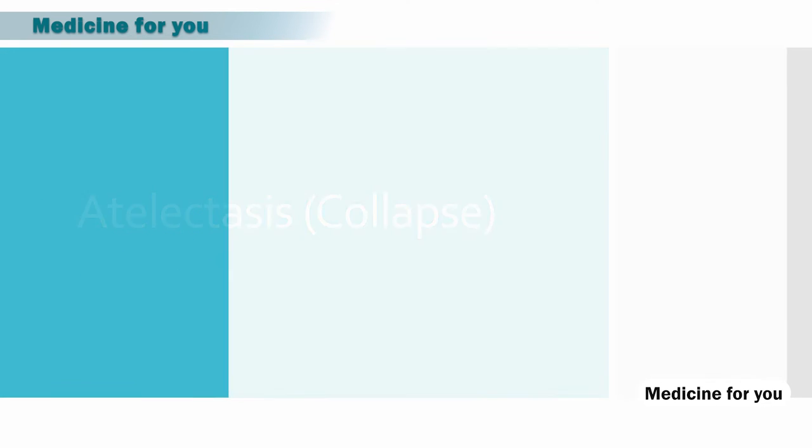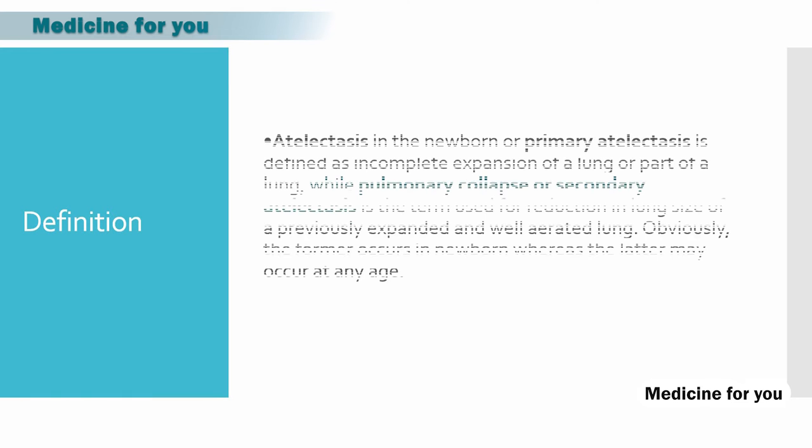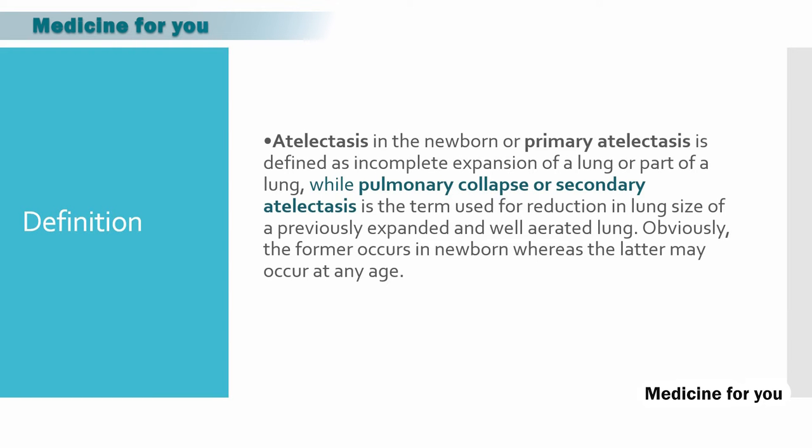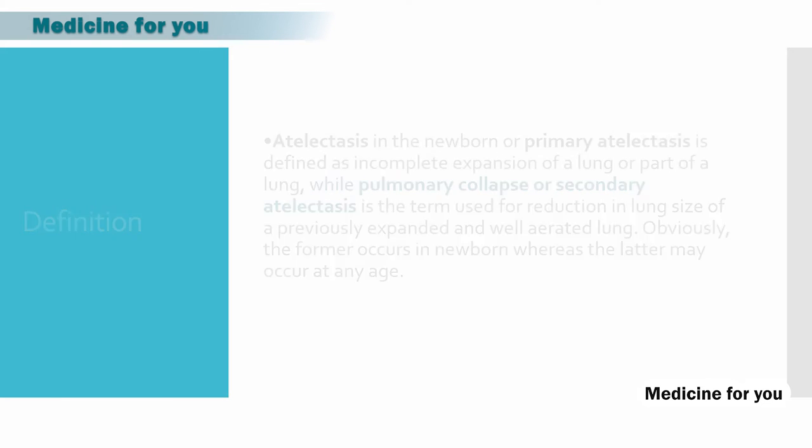Atelectasis. Definition. Atelectasis in the newborn, or primary atelectasis, is defined as incomplete expansion of a lung or part of a lung, while pulmonary collapse or secondary atelectasis is the term used for reduction in lung size of a previously expanded and well-aerated lung. Obviously, the former occurs in newborn whereas the latter may occur at any age.